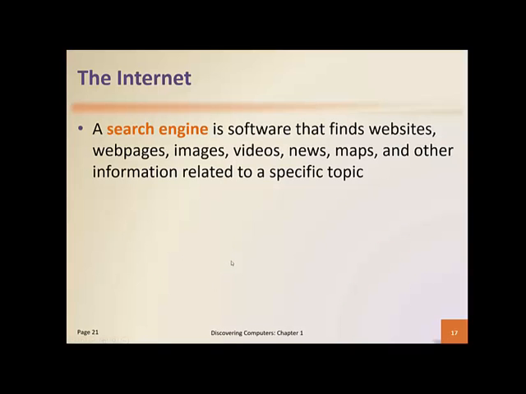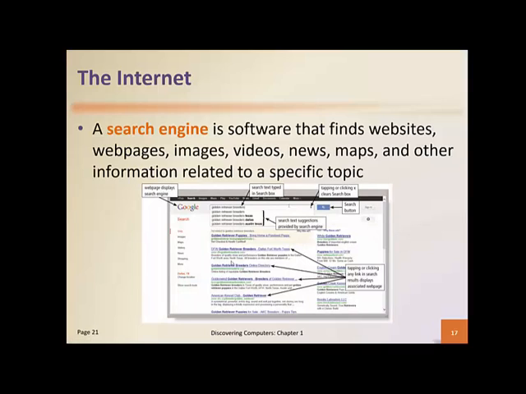Search engine, something like Google. A search engine is software that finds websites, web pages, images and videos, news, maps, and other information related to a specific topic. So here we went to Google, and it's like golden retriever breeders. And so here's a list of golden retriever breeders that Google came up with.